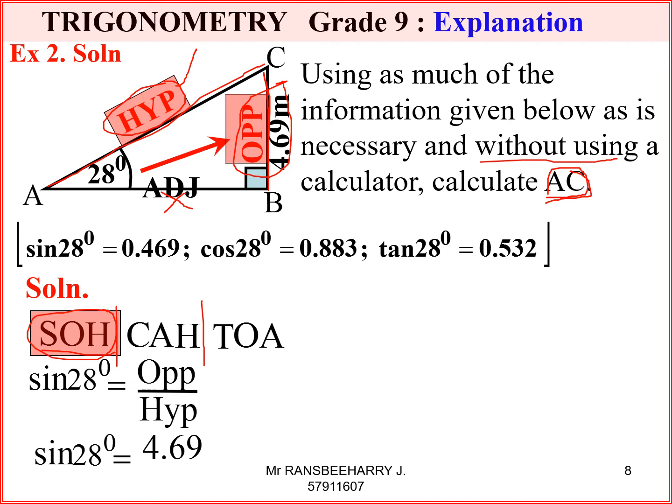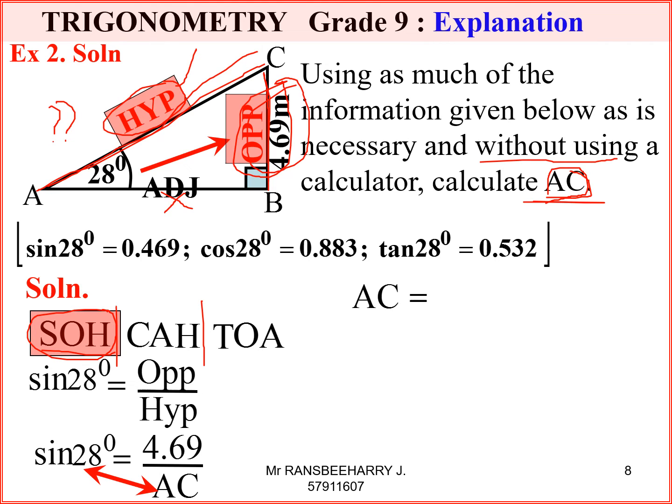Now the opposite is 4.69, divided by the hypotenuse, which is AC. We are required to find AC, so AC is unknown. Now for the calculation, to find AC we cross multiply. AC goes above, sine 28 goes below.